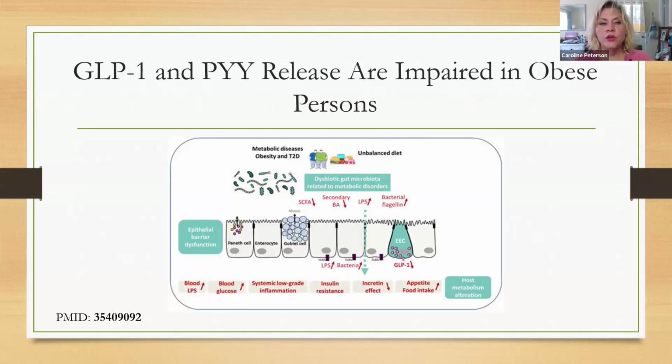So again, we know that GLP-1 and also the other incretin PYY are impaired in obese persons. So if we have an increase in the inflammatory blood lipopolysaccharide, increase in blood glucose, we have a systemic low-grade inflammation, insulin resistance, and then less of an impact or production of incretins like GLP-1 and PYY. And then we have increased appetite. So then we have more food eaten, and then we have more metabolic issues.